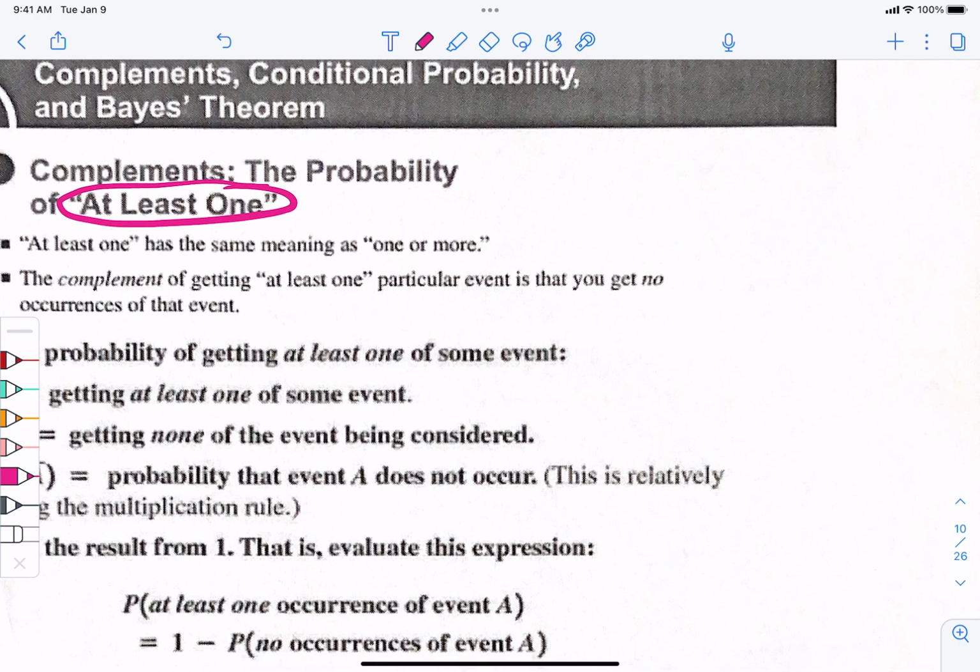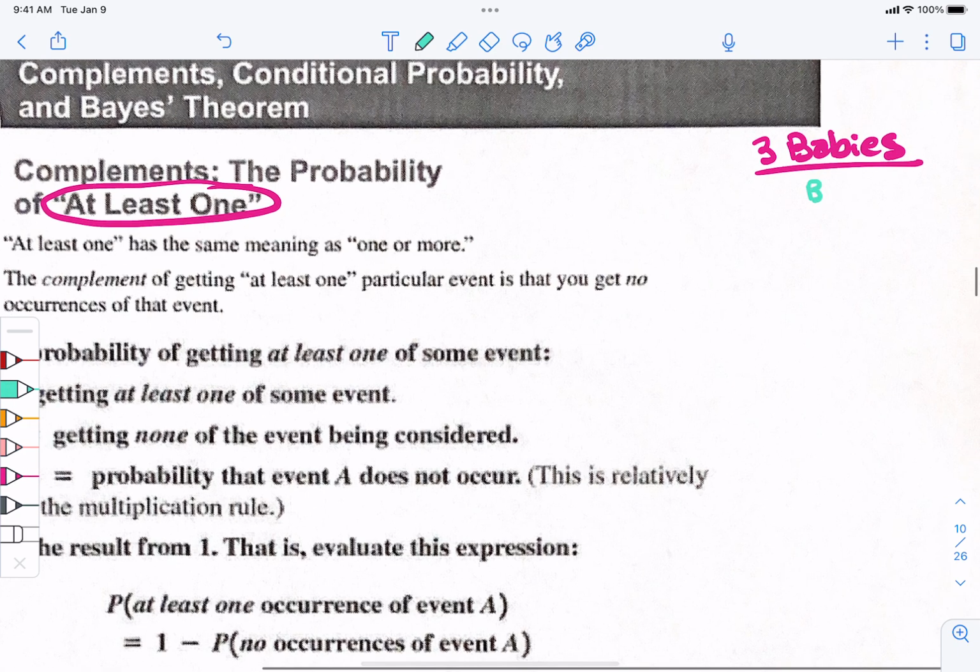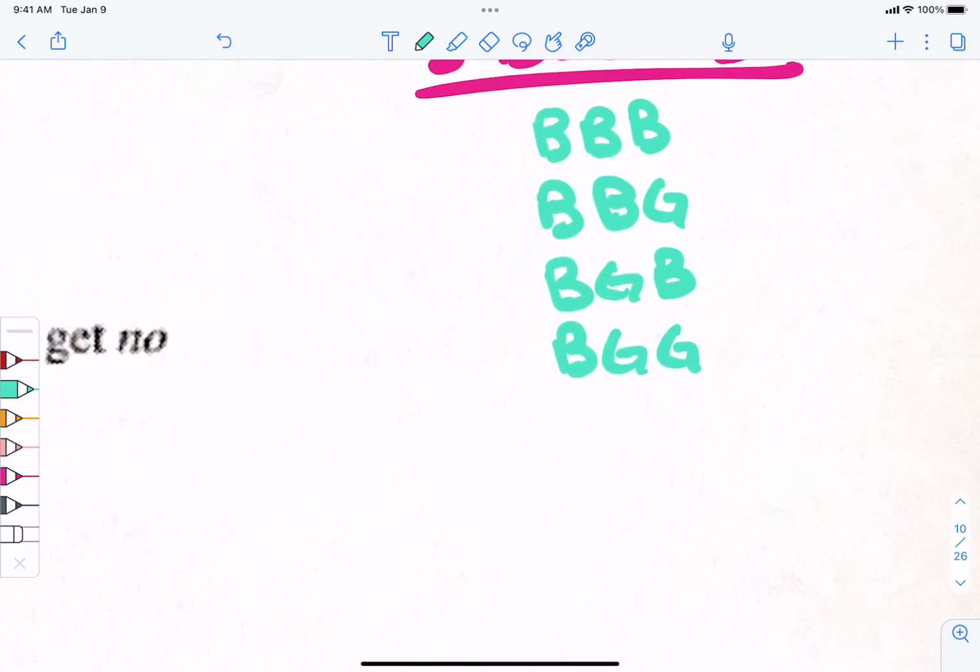We're going to write down the combinations of 3 babies. Write this down off to the side. There are how many combinations of genders of 3 babies? 8. So let's list them. I could have a boy, boy, boy. Okay, I could have a boy, boy, girl. I could have a boy, girl, boy, or a boy, girl, girl. That's 4 of them.